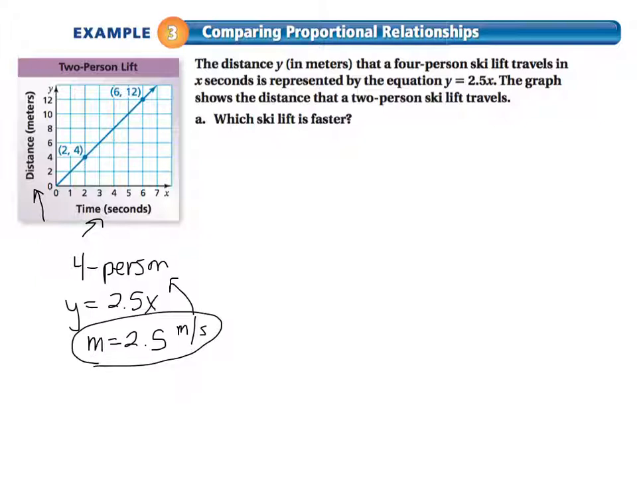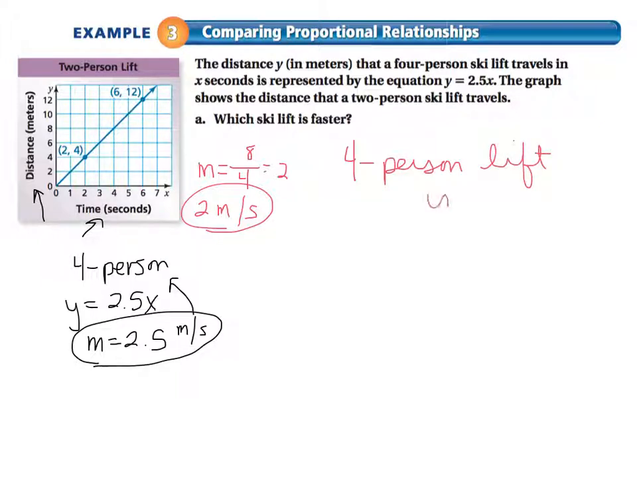Now the 2-person ski lift, I can find the slope. M equals, and all I have to do is find the change in y divided by the change in x. So I could take 12 minus 4, which is 8, and 6 minus 2, which is 4, and that gives me 2. So that means this is 2 meters per second. So which one is faster? The 4-person lift is faster.